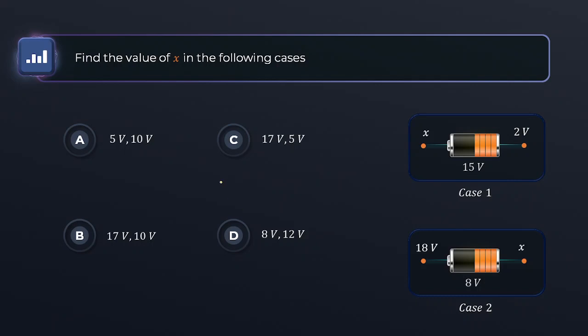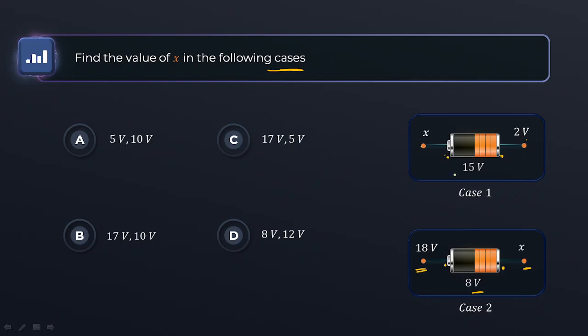The question is, find the value of x in the following case. In the first case, 15 volt is the potential difference between these two points. If this is 2 volt, x will be how much? In the second case, 8 volt is the potential difference between positive and negative terminals. If this is 18 volt, this will be how much? So all of you please try. It's a very simple, very easy question.